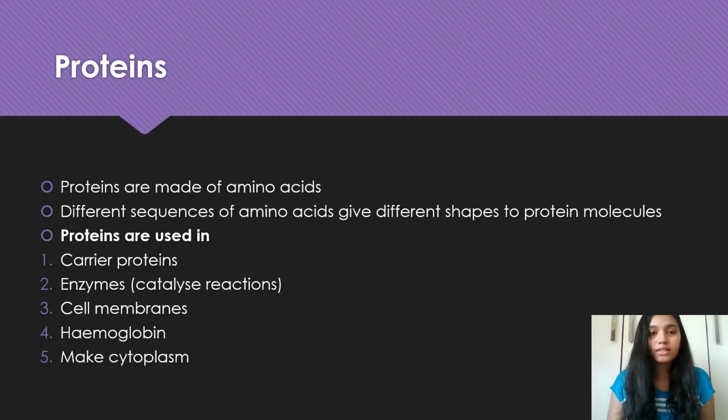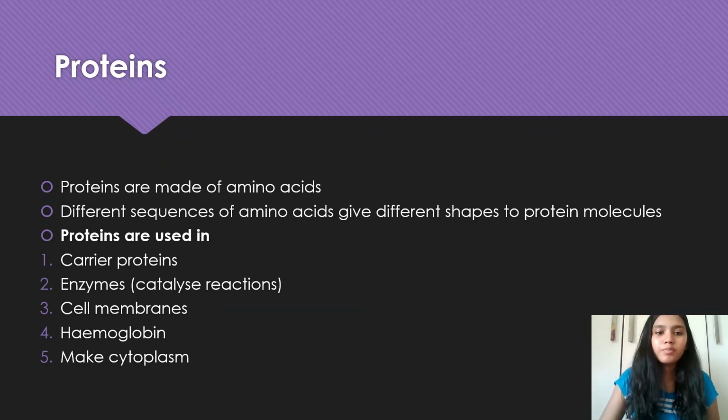Okay, so proteins. Proteins are made of amino acids, as mentioned earlier. Different sequences of amino acids give different shapes to protein molecules. So this is because protein molecules are specific, which means each of them have a unique structure that is suited to their function. So different sequences of amino acids give rise to different proteins, which have different structures, which have different functions. That's basically how it works.